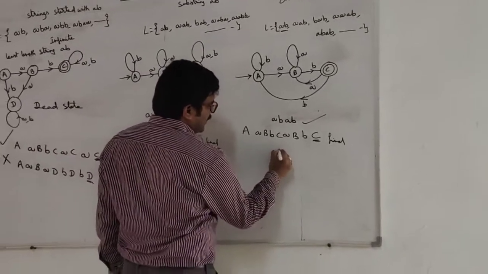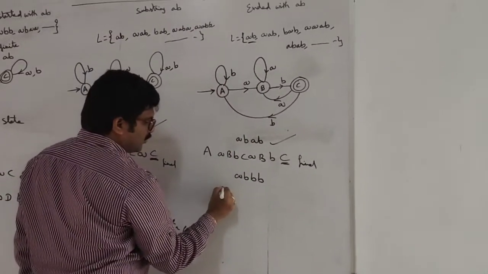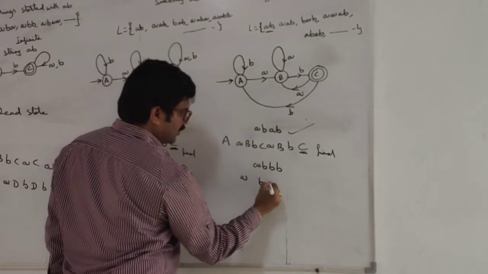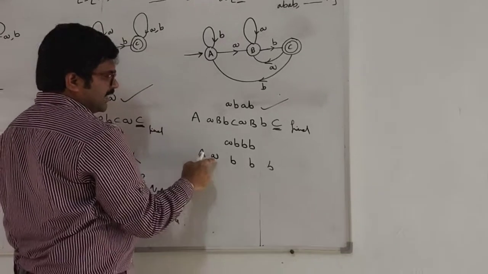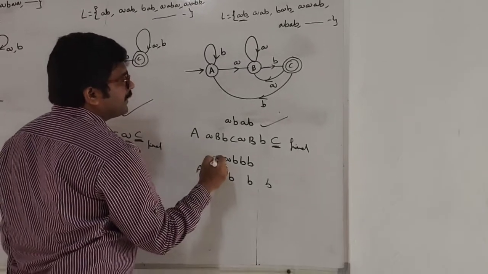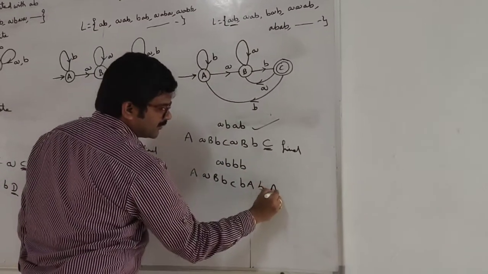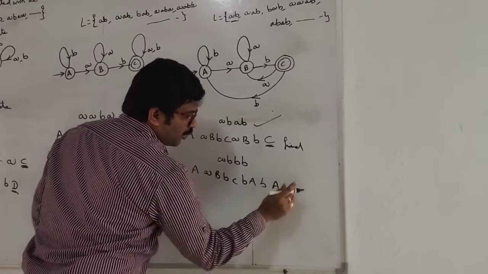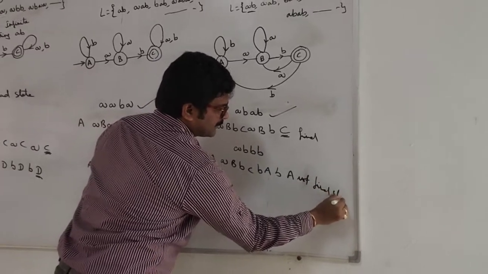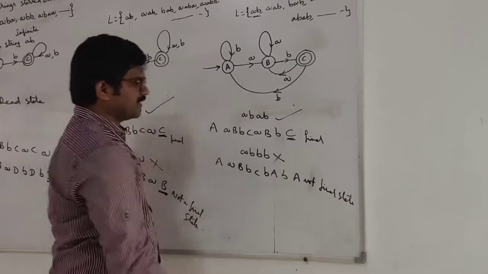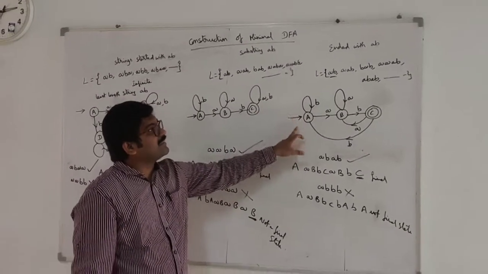Let us take one more. ABBB. This is my next one. This is not available in my language. So once again, starting with the initial state A, then if we read A, B, B, B, I am getting C, C, D, I am getting A. Now you guess, this is not a final state. Not a final state. So therefore, the DFA should reject that one. Okay. So this is the DFA where the strings end with AB.